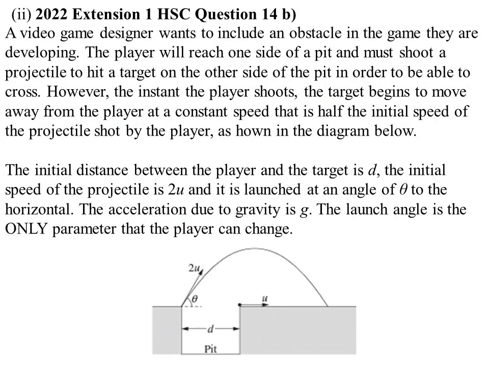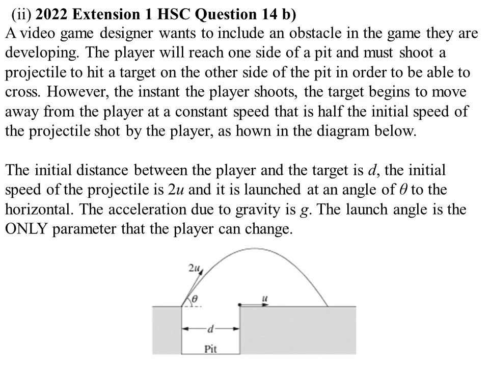Let's have a look at a couple of HSC questions. A couple of years ago, this was an interesting little problem. So we've got a game we're designing here. So the player will reach one side of the pit. There they are over here. Projected here. And must shoot a projectile to hit a target on the other side of the pit in order to be able to cross. So I guess if they hit it, some bridge opens up or something like that.